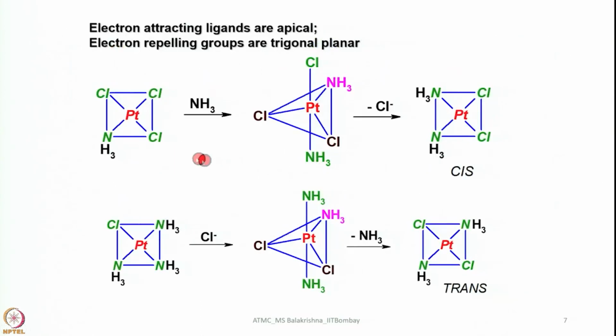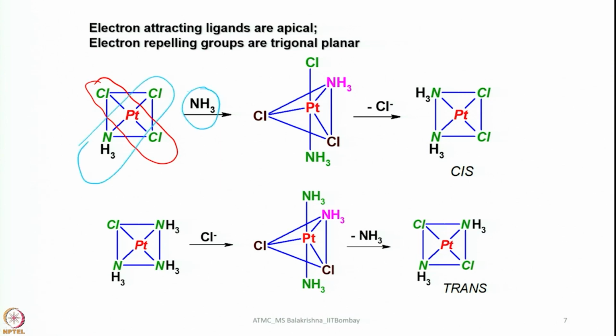Now let us consider this trichloroammine platinum anion. We want to add one ammonia. Before that, we should convert this, along with ammonia, into a trigonal bipyramidal geometry. For that, we should remember that electron attracting ligands are apical and electron repelling groups are trigonal planar. Now let us see which are electron repelling groups and which are electron attracting. The electron repelling groups are these two, both negatively charged, and because ammonia is there, you can consider this one the relatively electron attracting group.